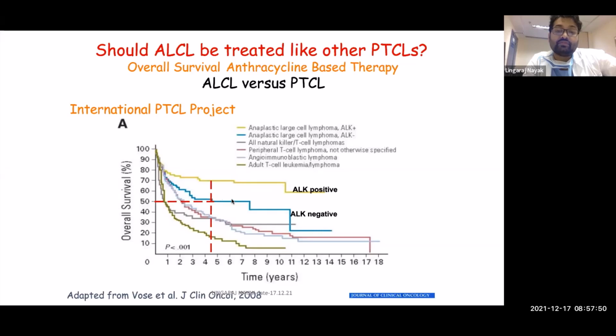And they found that when you use anthracycline-based treatment, the outcome of the ALK positive group is the best, in the tune of 70 to 80% overall survival, followed by ALK negative, and then the other kinds of T cell lymphoma. You can see the other T cell lymphomas are not doing very well with anthracycline-based regimens. So anthracycline-based treatment is still good for ALK positive and ALK negative with a pretty fair amount of cure rates.